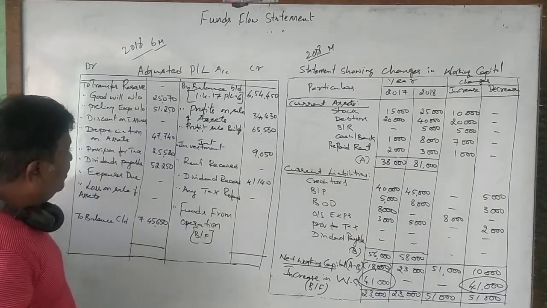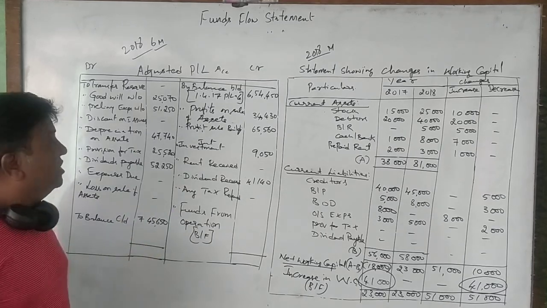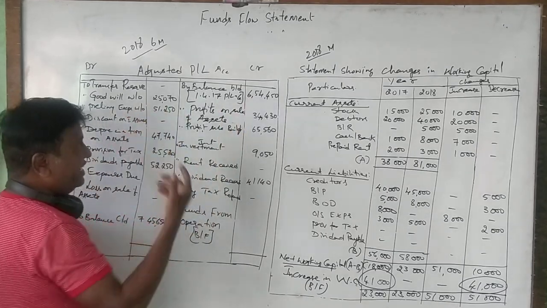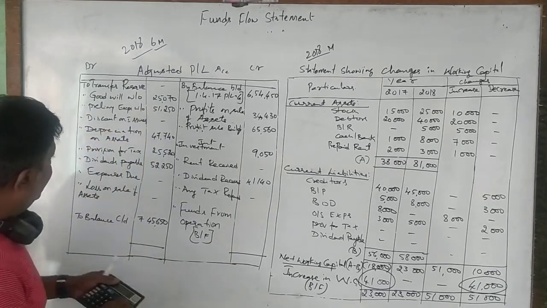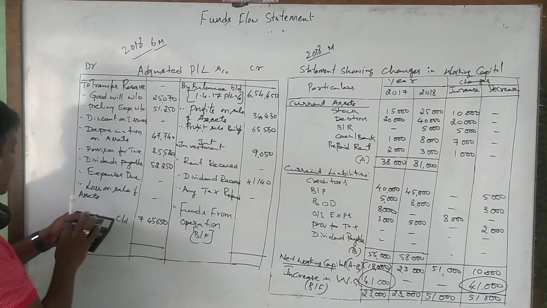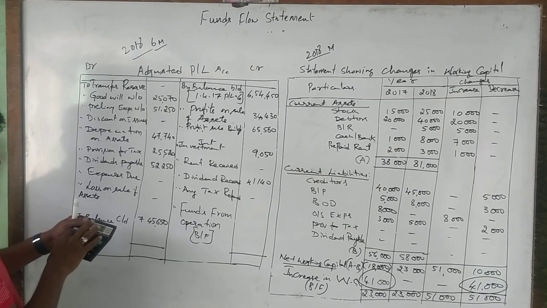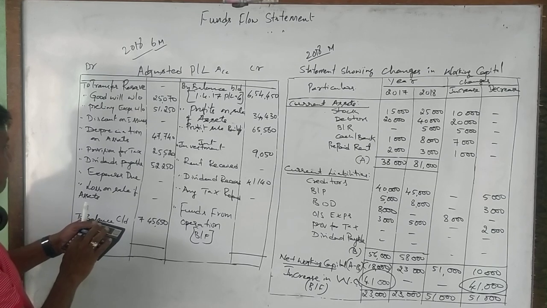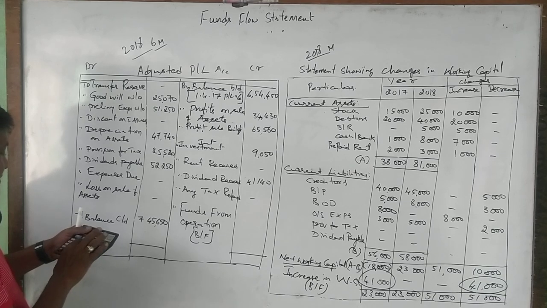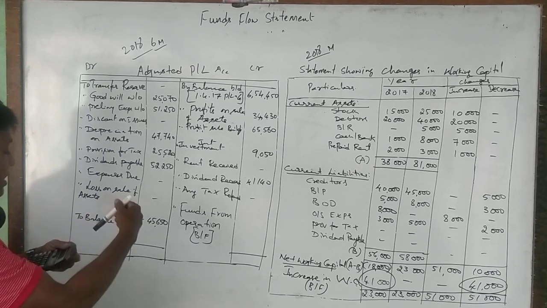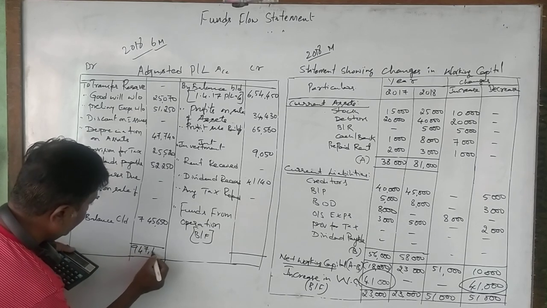Now if you check this, definitely you will find debit is more than credit. How, sir? Because here it is 7,45,000, it is 7,54,000, almost 90, plus here it is almost 2 lakhs more. Therefore, we will find out the debit side total first. So total debit side is 9,47,480.